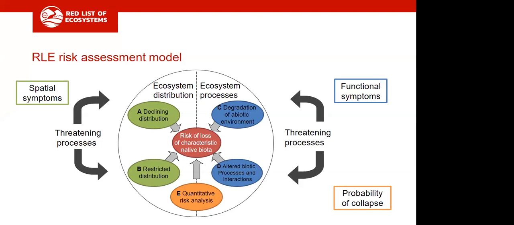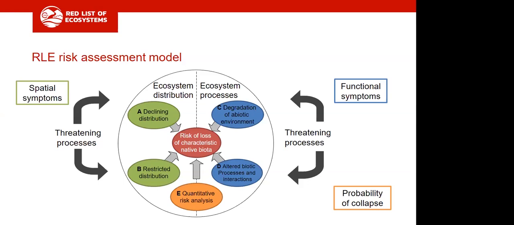And then the interaction between two or more of these four mechanisms can produce, of course, additional symptoms of transition to ecosystem collapse. These multiple mechanisms and their interactions can be integrated into an ecosystem dynamics simulation model to produce quantitative estimates of the risk of collapse. So that's what criterion E, the quantitative risk analysis criterion, looks at, the one at the bottom.